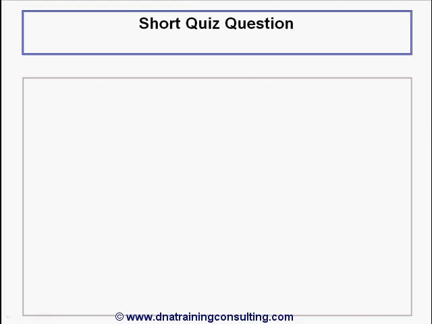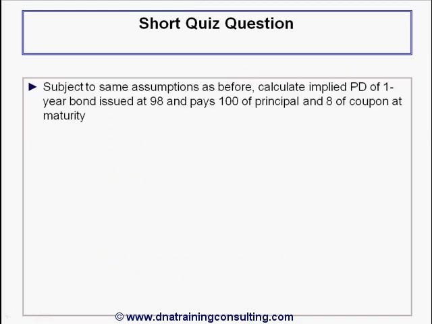Here is the quiz question. Subject to the same assumptions as before, calculate the implied PD of a one-year bond issued at 98 and paying $100 of principal and $8 of coupon at maturity. Assume recovery value in default is 40% of par and that the risk-free rate is 3%.